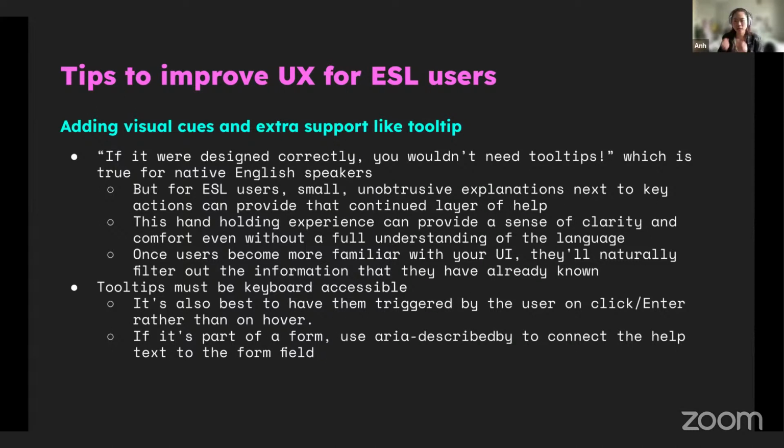Just providing that comfort, making people feel safe when they're filling in the form and knowing that they're filling something accurately. And once the user becomes more familiar with your product, then they'll naturally just filter out the information that they have already known. Tooltips also must be keyboard accessible. Just a note over there. And it's also best to have them triggered by the user on click and the enter key rather than on hover. So if you're making it only display on hover, it will be inaccessible for people who might have motor disability or are keyboard only users. If it's a part of the form, then use aria-describedby to connect the help text to the form field.